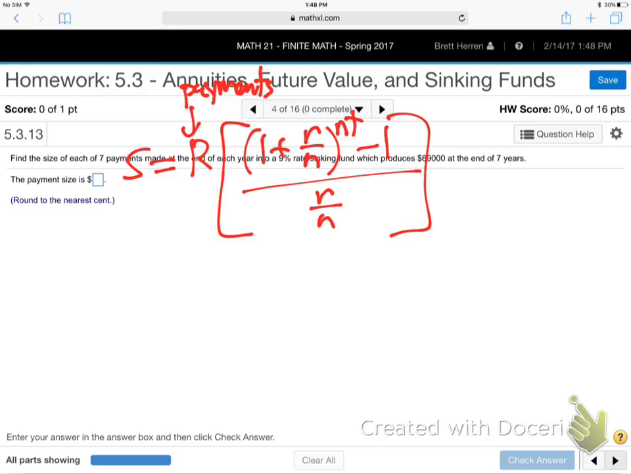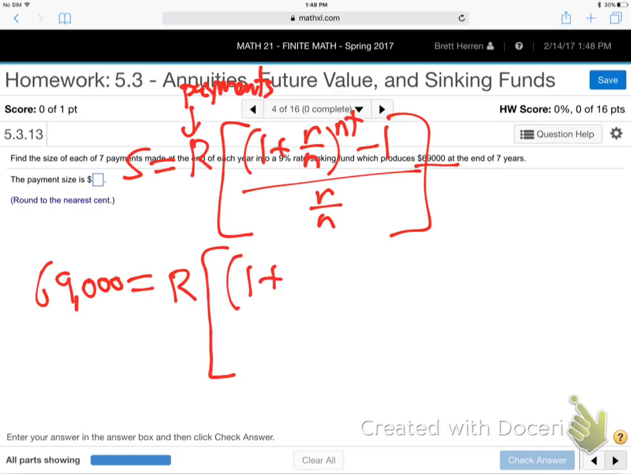So the S, which produces 69,000. So the 69,000 is what goes in the front. That's the amount you want produced, the sum at the end. The R is what we're trying to find.